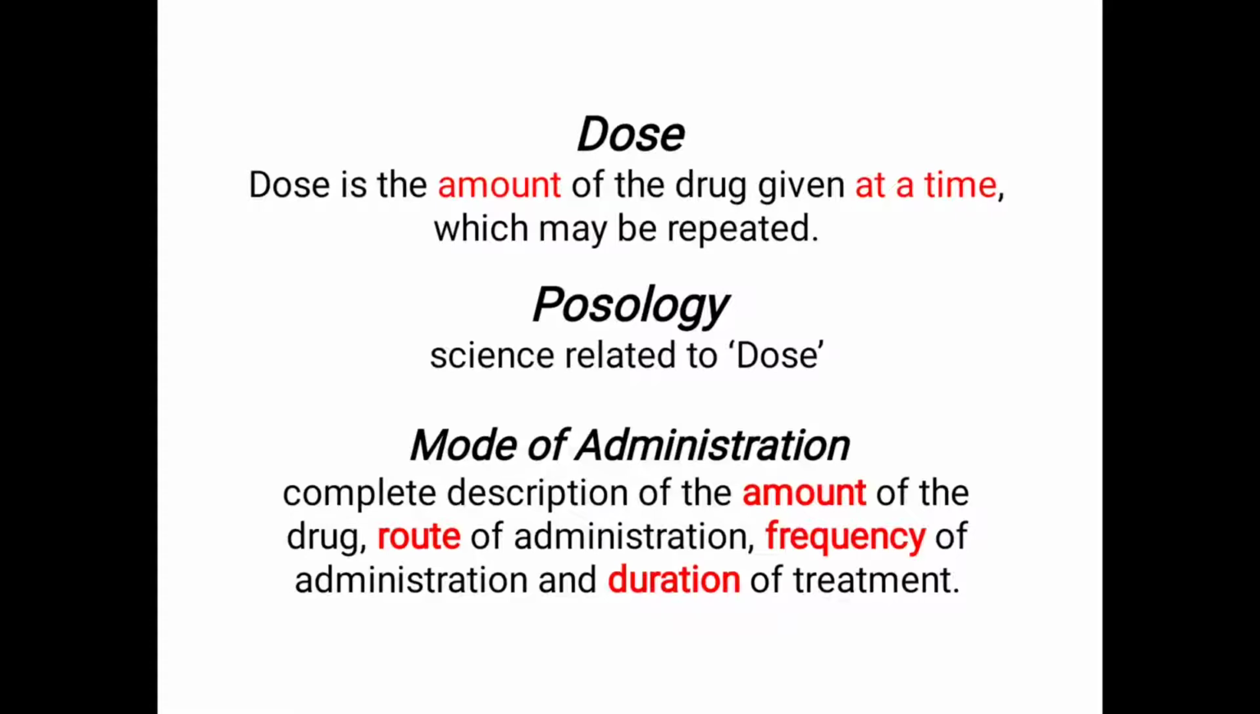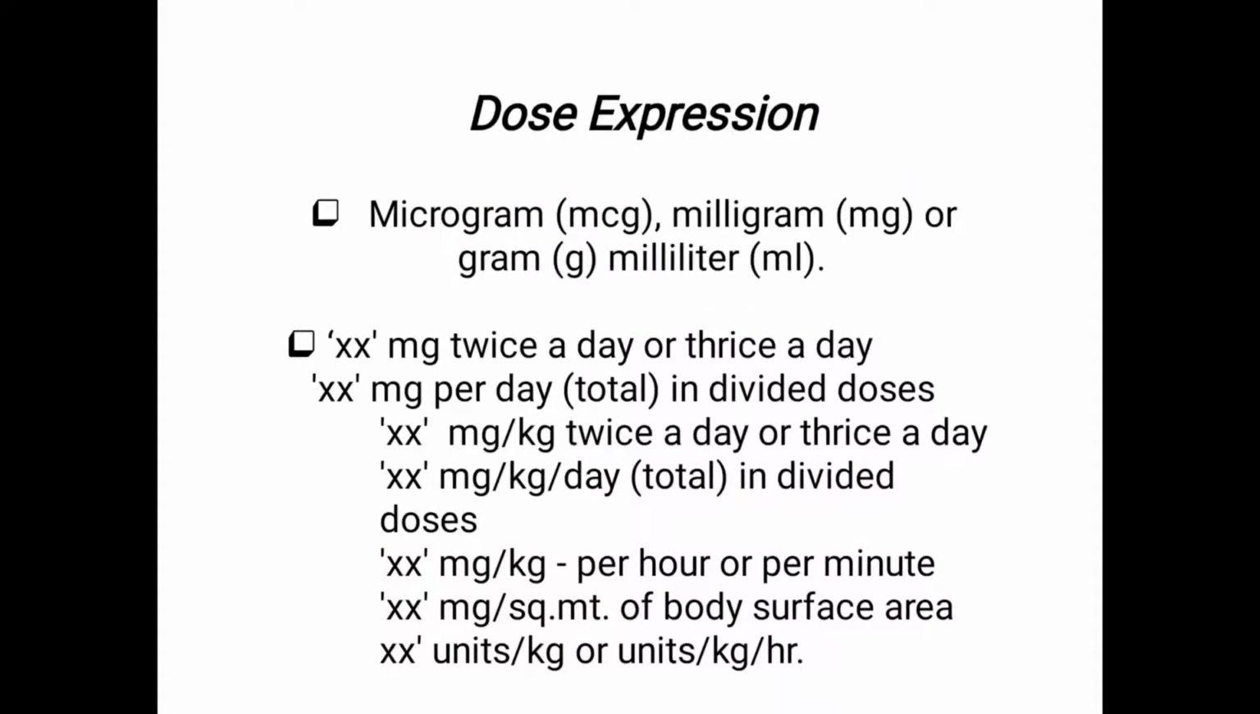What is the definition of dose? Dose is the amount of drug given at a time which may be repeated. The science related to dose is known as posology. And mode of administration is the complete description of the amount of the drug, route of administration, frequency of administration, and duration of treatment. So guys, here we talk about the dose expression.